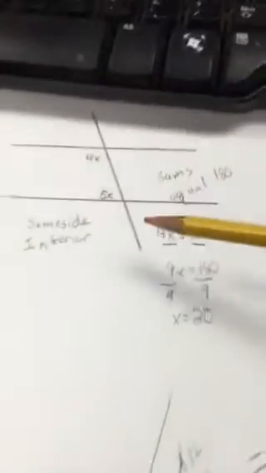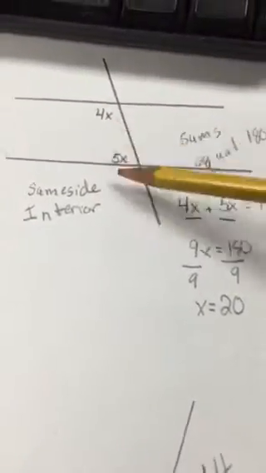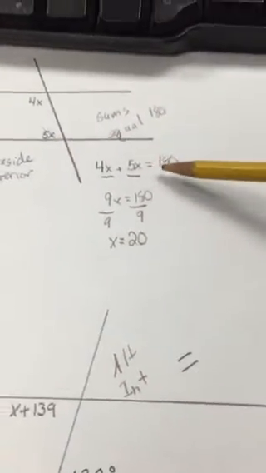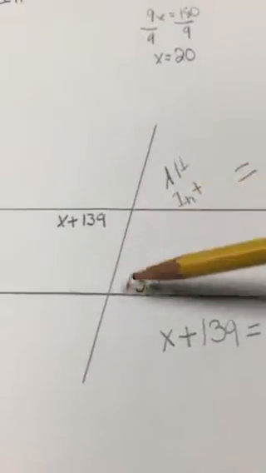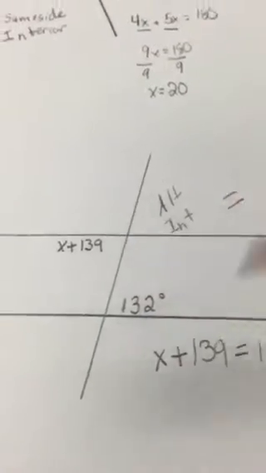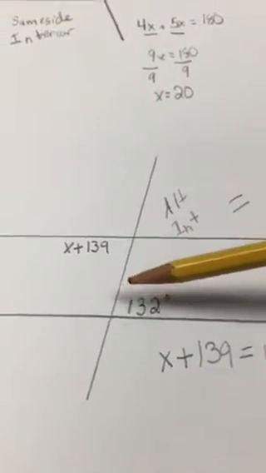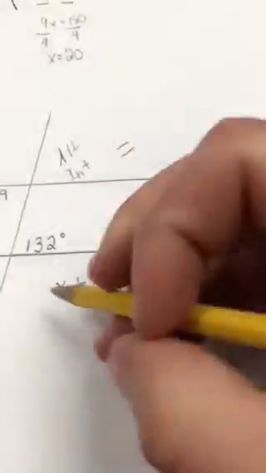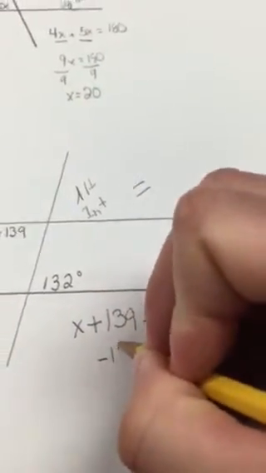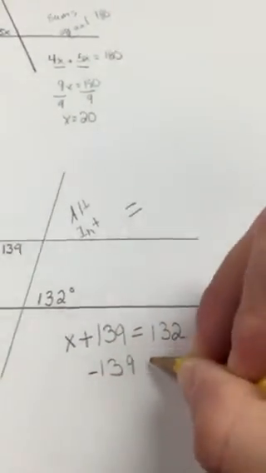All right, so this is different from up here with the same side. Same side interiors equal 180, so they equaled 180. Alternate interior angles equal each other. They are congruent. So we set the two equal to each other. And then you get down here, you solve it, subtract 139.